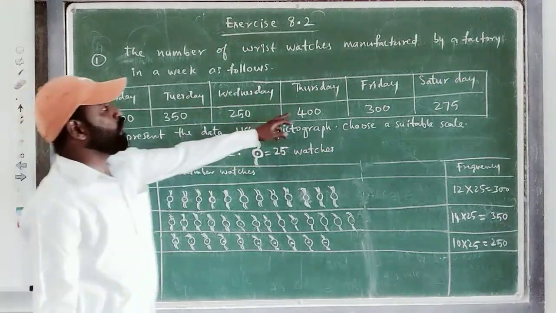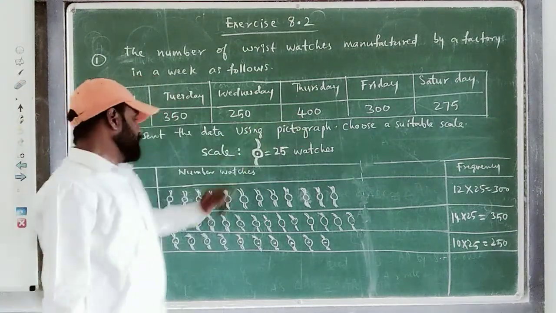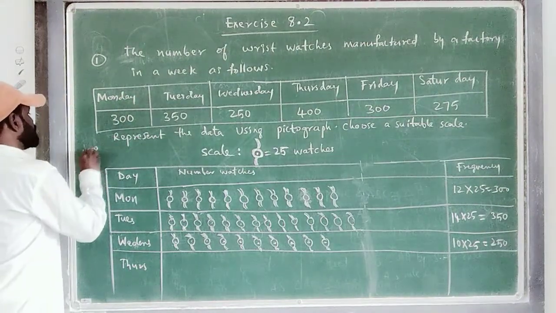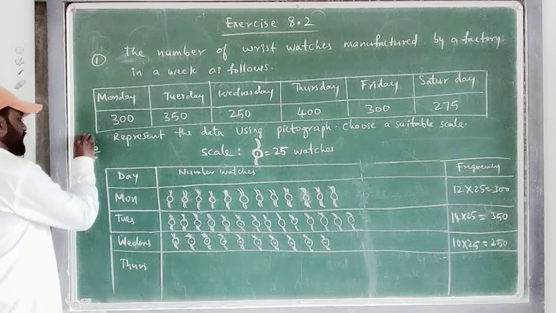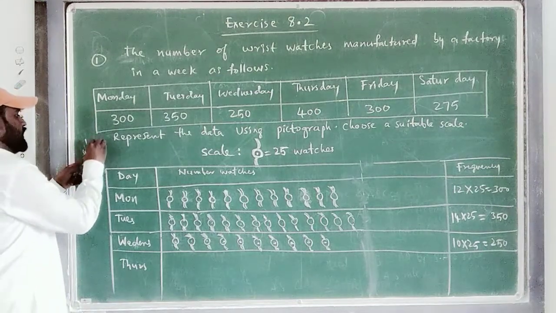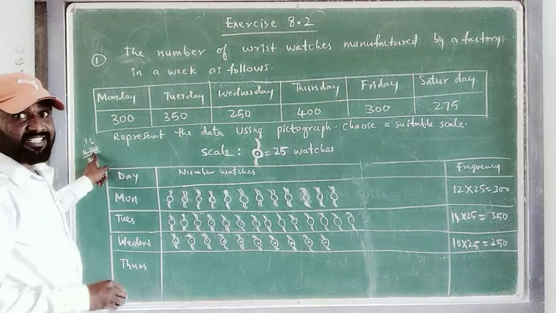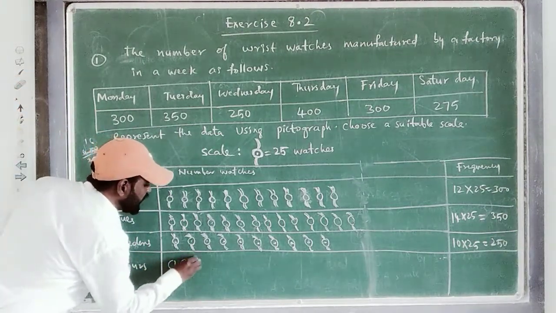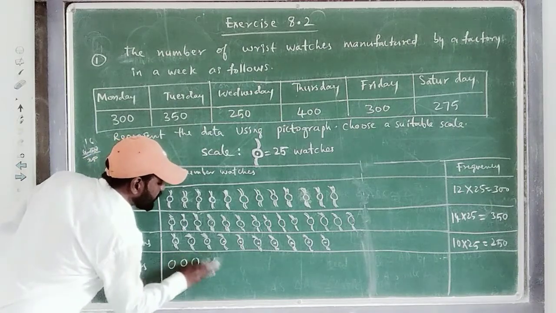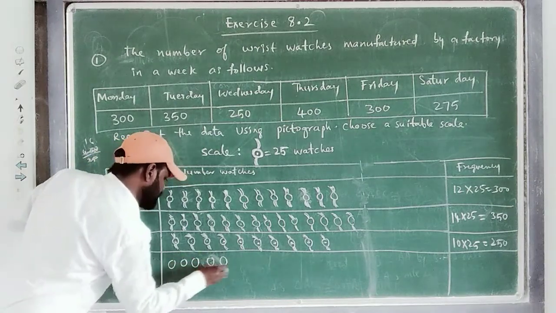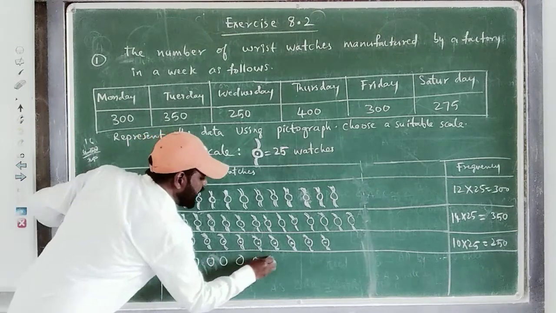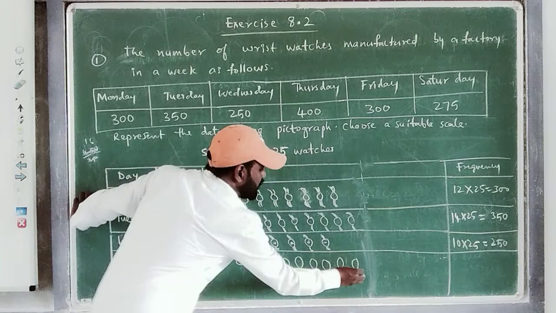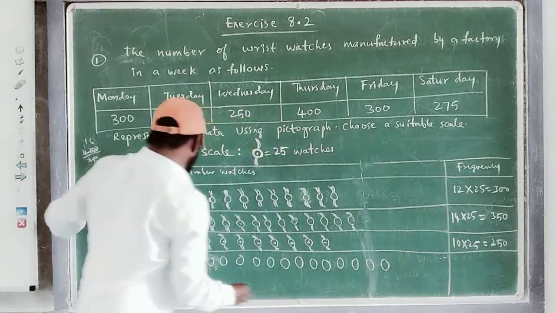Thursday, how many? 400. For 400, you have to check how many times you divide by 25. 25 ones are 25, again 15 remain, so it is 16 times. 16 watches you have to draw. So 1, 2, 3, 4, 5, 6, 7, 8, 9, 10, 11, 12, 13, 14, 15, 16. Like this.